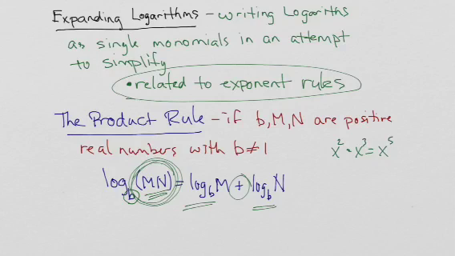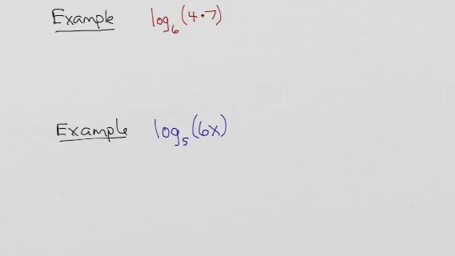So let's look at some with actual numbers in it. I think you'll make more sense out of it when you can see things that don't have so many letters. All right, so first example here. Log base 6 of 4 times 7. Obviously 4 times 7 is 28. But what we're saying is we could split this out. Split out the 4 and the 7, both still keeping the base 6 and switching to a plus.